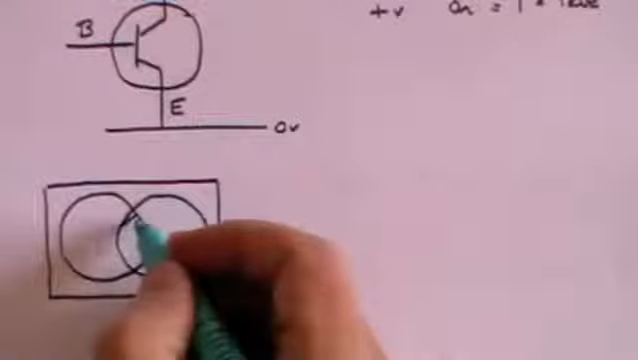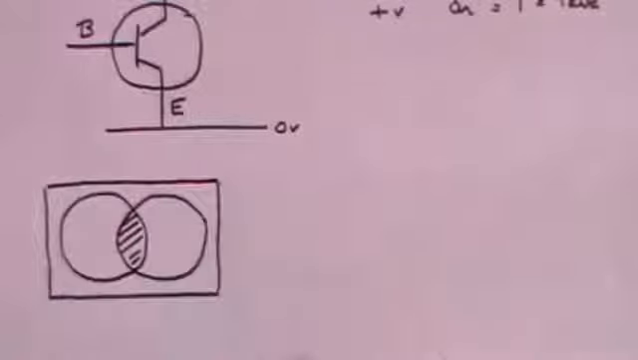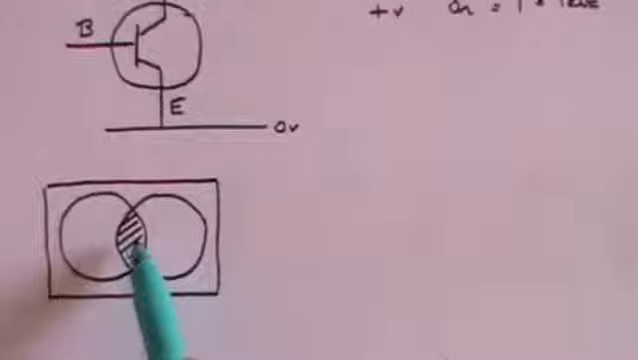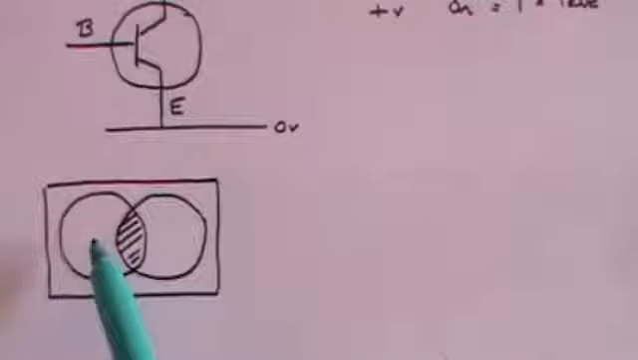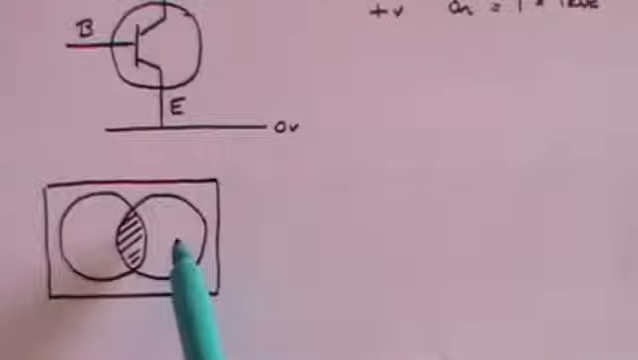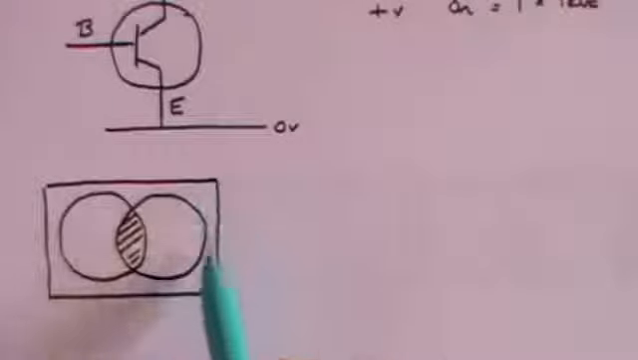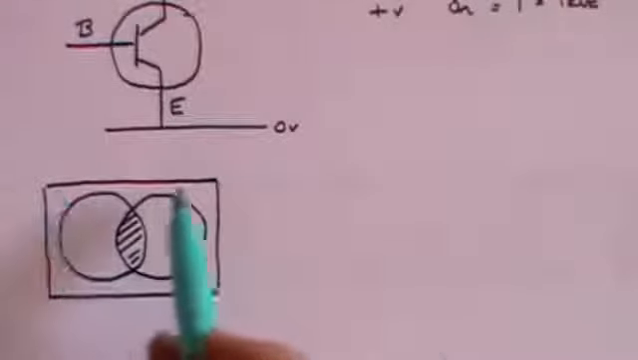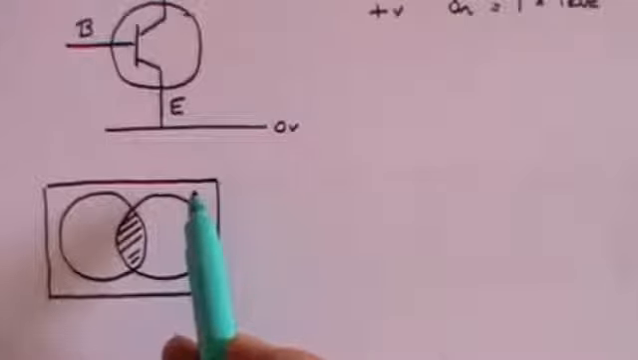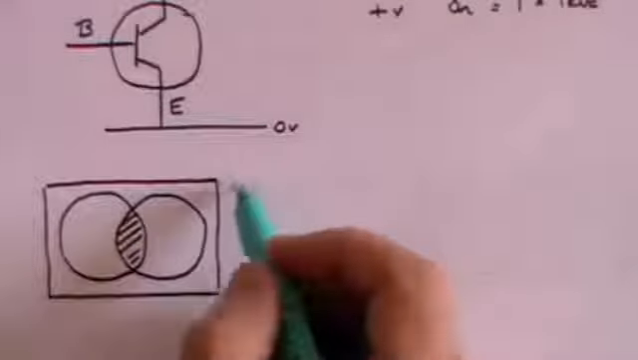So if I shade the area, then what you've got is that this shaded area is children wearing red jackets and black shoes. This group are children wearing red jackets but not black shoes. This group are children wearing black shoes but not red jackets. And all round the outside are children who are neither wearing red jackets or black shoes.